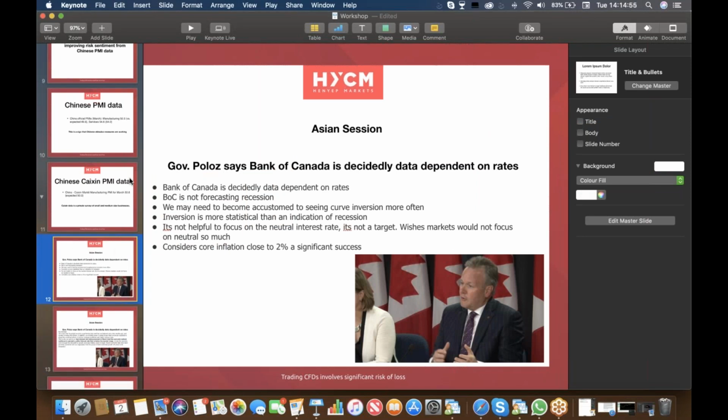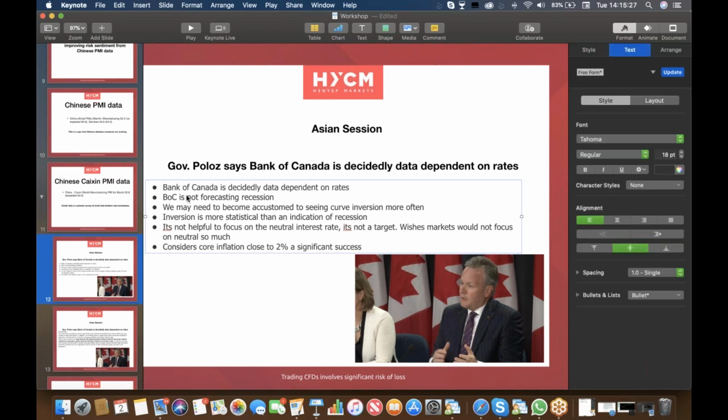Now we also had a speech by the Bank of Canada's governor, Poloz. For those of you who just joined this webinar, one of the key things is that currencies are driven by central bank policy. The reason we study central bank policy is because it gives us a clue as to which direction the currency is going to go in. So the governor of the Bank of Canada speaking is a very important event, potentially market moving. He said the Bank of Canada is decidedly data dependent on rates.